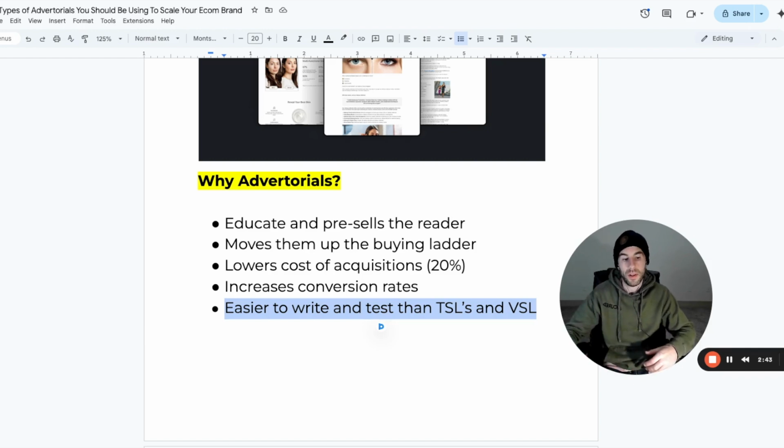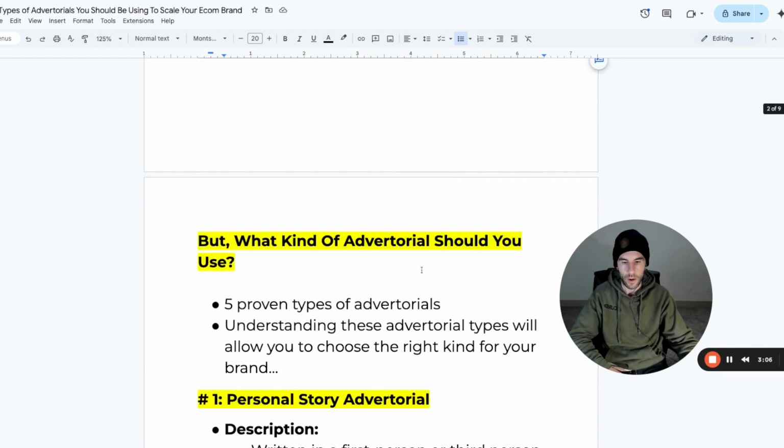So for a lot of companies that don't have the capital to keep an A-list copywriter on staff, advertorials are a great option, a great way to split test a bunch of ideas and angles and different types of advertorials to see what resonates with your audience. And they're just way easier to write than a long form text sales letter or a video sales letter. So easier to write, which means you can get them out and you can split test them significantly quicker.